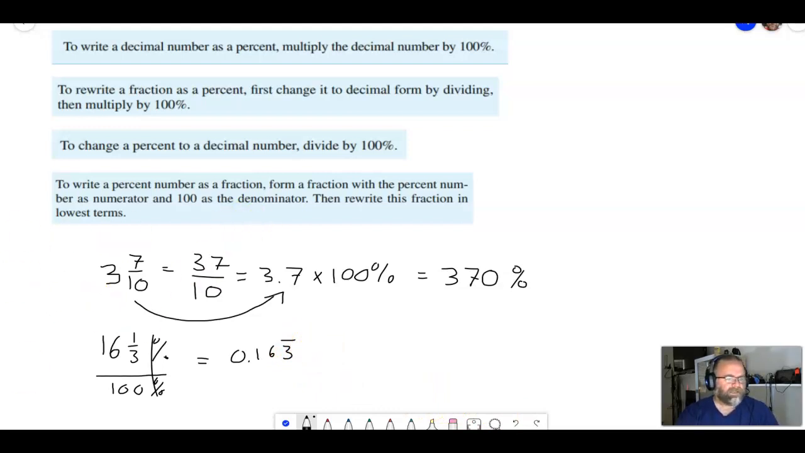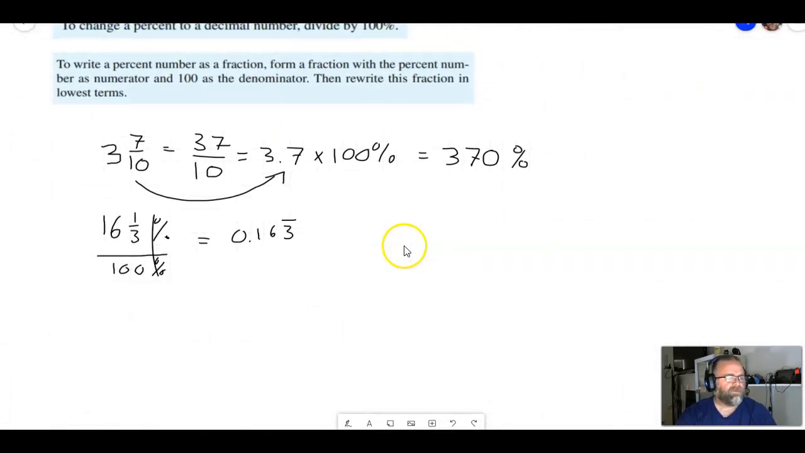All right, one last one. For this one, I want to rewrite the percent as a fraction in lowest terms. So I'm going to give you the percent of 62.5%. And I want you to write this as a fraction in lowest terms. All right, pause the video, try it out, and then we'll walk through it.